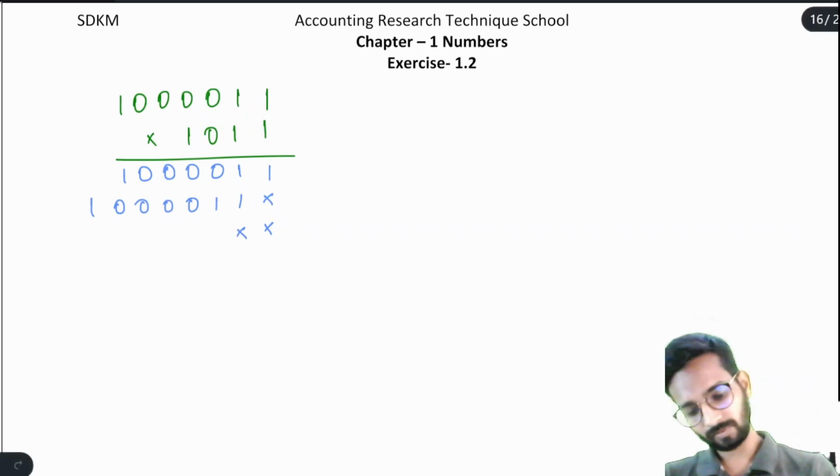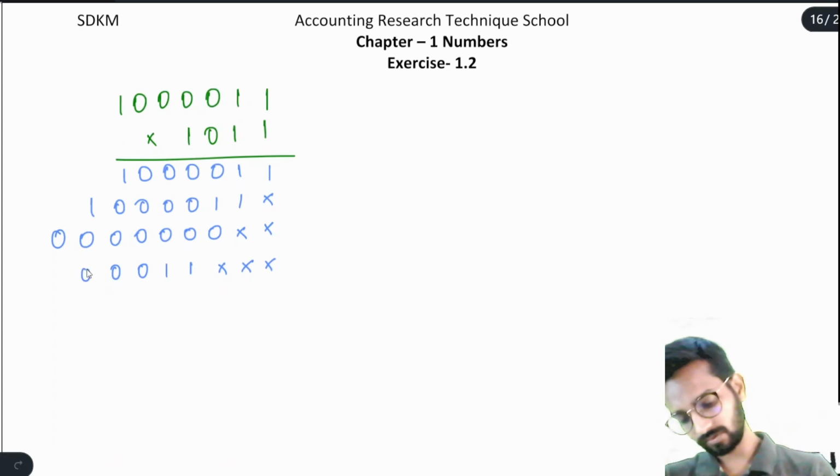What we are doing now? Multiplying it with 0. 3, 4, 5, 6, 7. 1, 2, 3, 4, 5, 6, 7. Then multiply it with 1 again. 1, 1, 0, 0, 0, 0, 1.